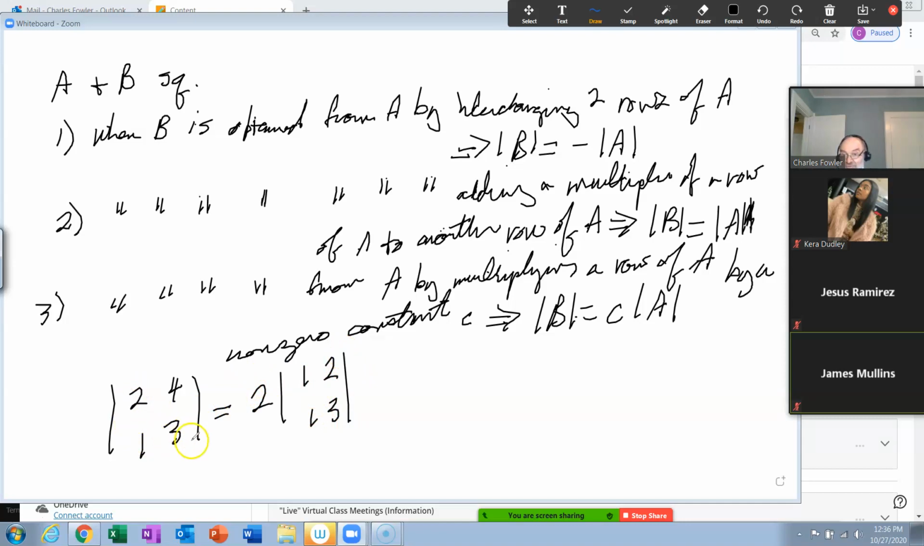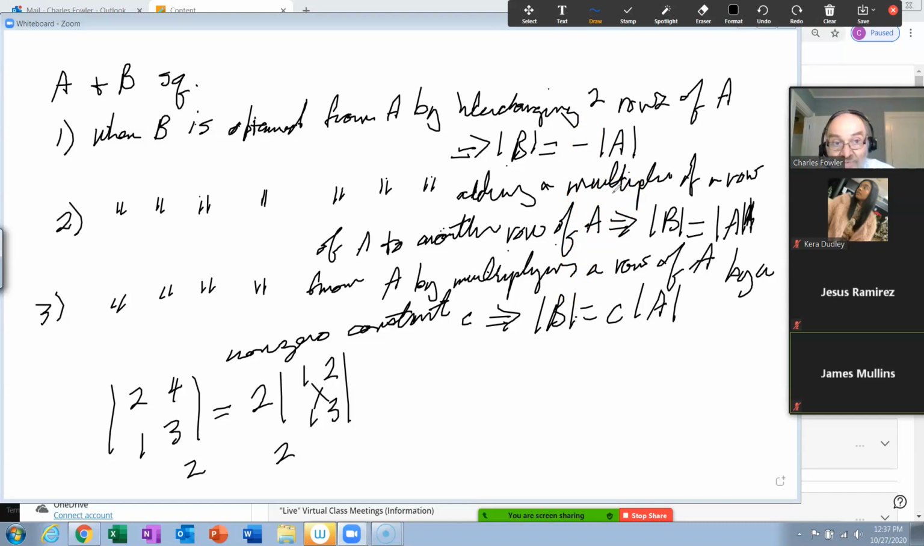Let's see what we get here. 6 minus 4 is 2, and this would be 2 times 3 minus 2 is 1, and that would be 2 also. So you can just factor out. It's not factoring out from every term, it's factoring out from one row or one column, either one. Okay, one row or one column. All right. Now, those are our three rules. This one changes the sign, this one changes by a factor, this one stays the same. That staying the same, I like it.